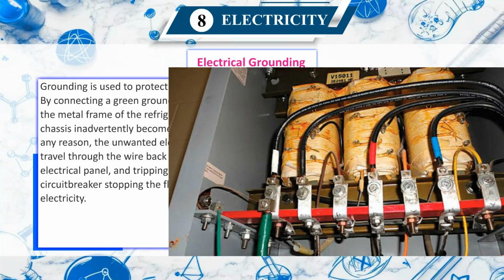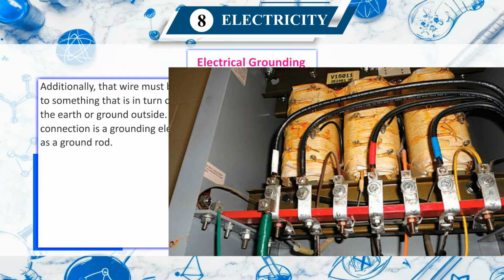Grounding is used to protect the person by connecting a green ground wire from the metal frame of the refrigerator. If the chassis inadvertently becomes charged for any reason, the unwanted electricity will travel through the wire back to your electrical panel, tripping the circuit breaker and stopping the flow of electricity. Additionally, that wire must be connected to something that is in turn connected to the earth or ground outside. Typically, this connection is a grounded electrode, such as a ground rod.